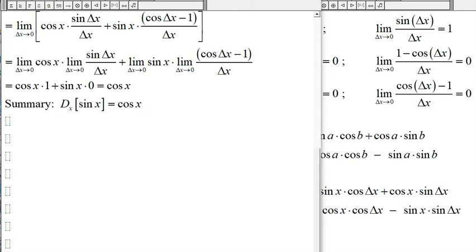And now let's do the derivative. We did the derivative of sine of x, now let's do the derivative of cosine of x.